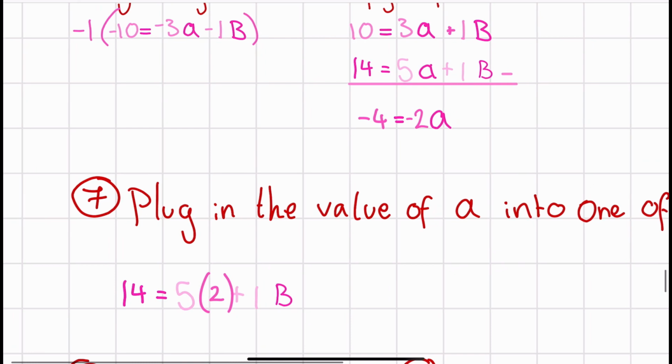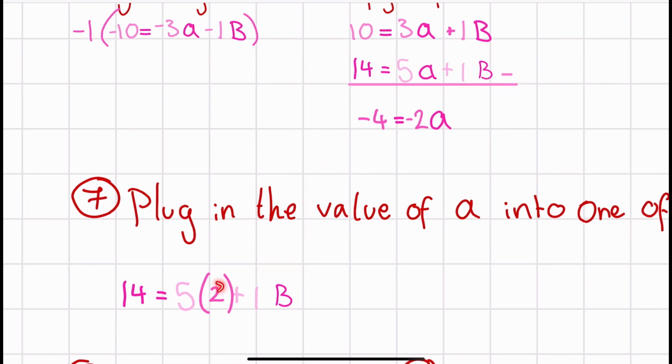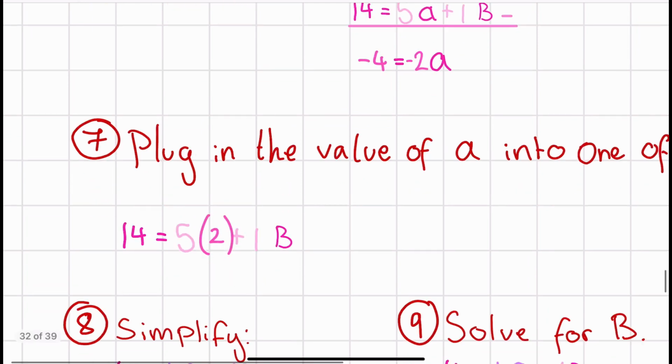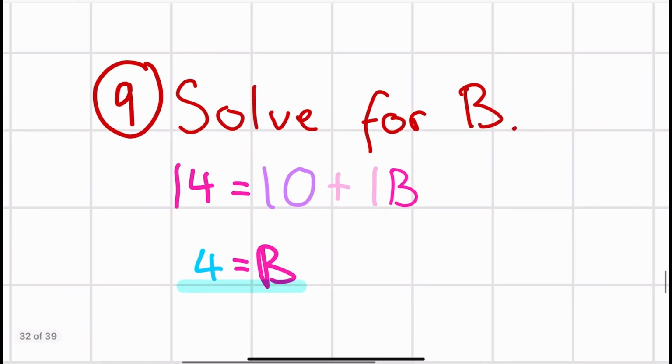Now remember those two equations that we also derived that only had two variables in them? Now we know one of those variables, so let's plug that in. And then we will simplify and find out what b is.